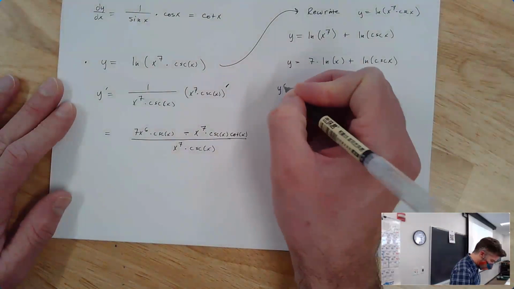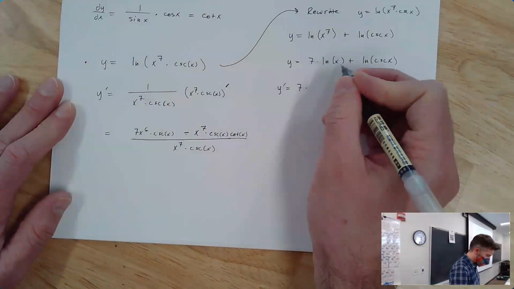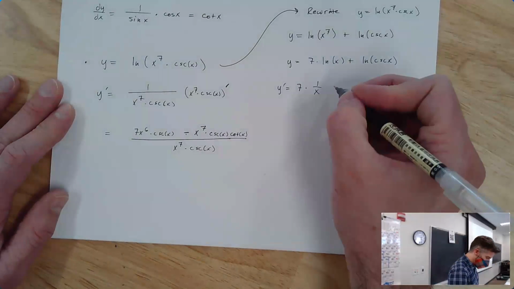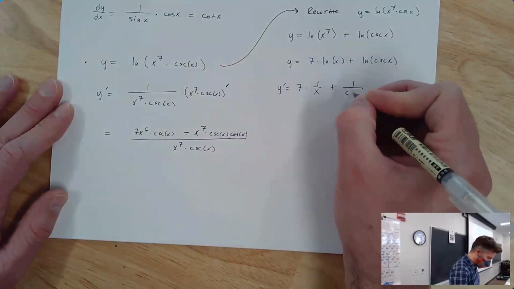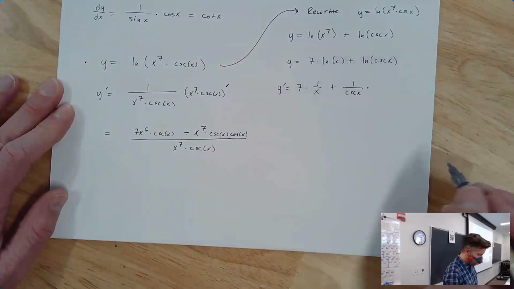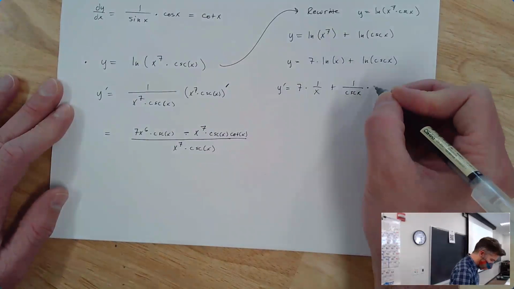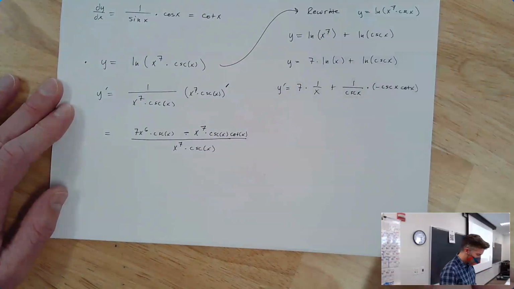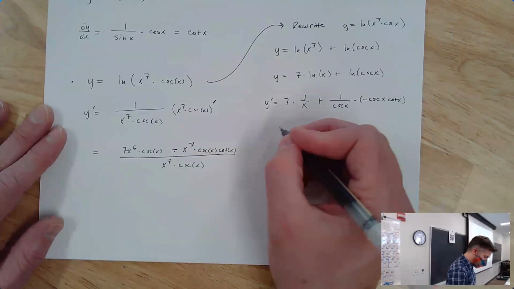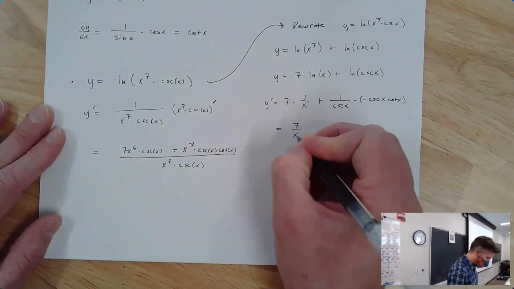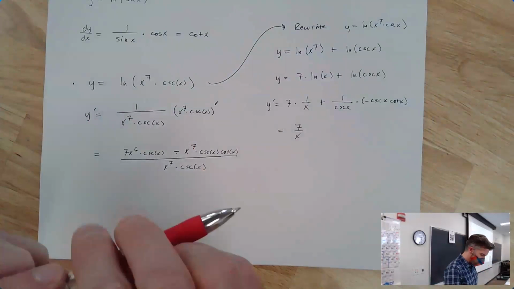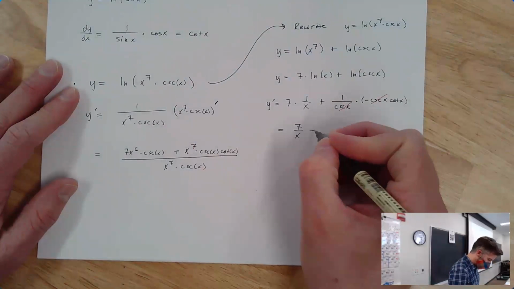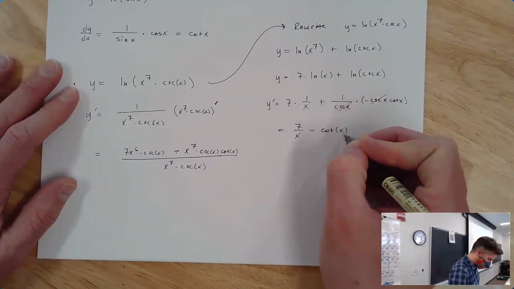The derivative is going to be 7 times the derivative of the natural log of x, which is 1 over x. And the derivative of the natural log of some stuff is 1 over the stuff times the derivative of the stuff. And the derivative of cosecant of x is negative cosecant of x times cotangent of x. We can do a tiny bit of simplifying here. It's equal to 7 over x. And over here, you definitely can cancel a cosecant with a cosecant and get minus cotangent of x.